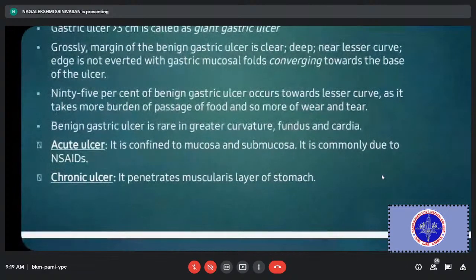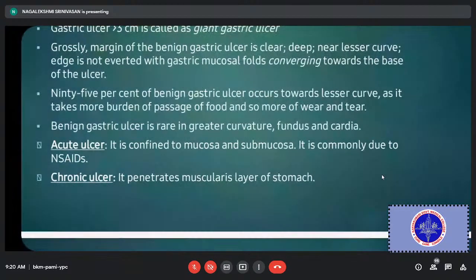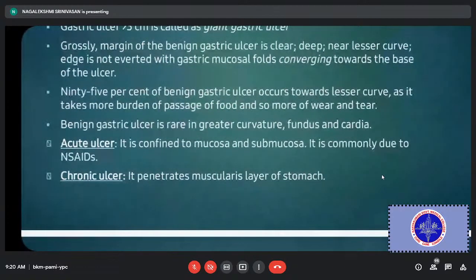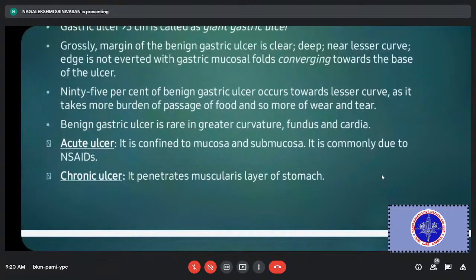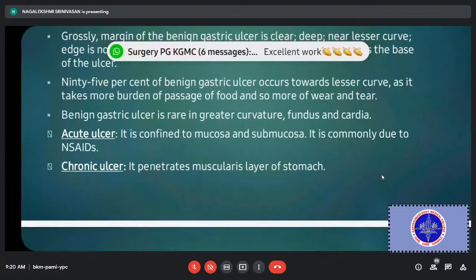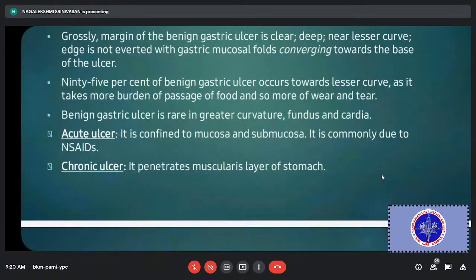95% of benign gastric ulcers occur in the lesser curvature as it takes more burden. Usually you imagine that the food goes towards the greater curvature whenever you eat, but more of the wear and tear effect occurs on the lesser curvature. It's a big burden of the stomach, and that is a normal finding. Benign gastric ulcer is rare in the greater curvature. Otherwise, you can tell greater curvature ulcers are mostly malignant and lesser curvature ulcers mostly benign.